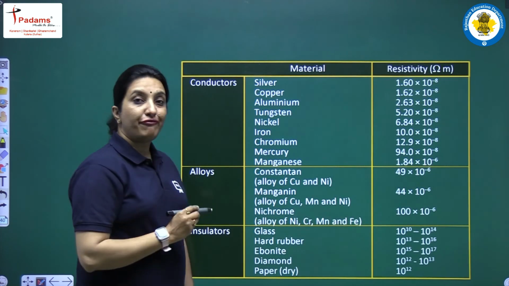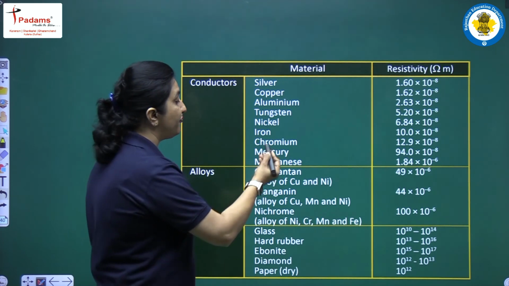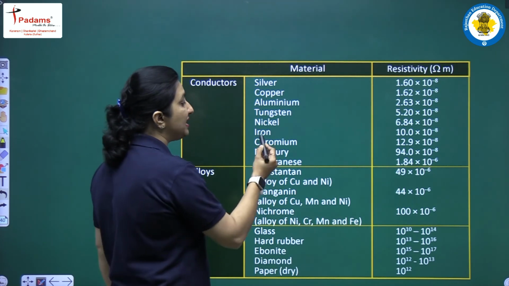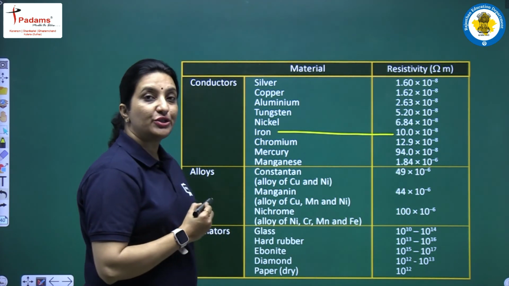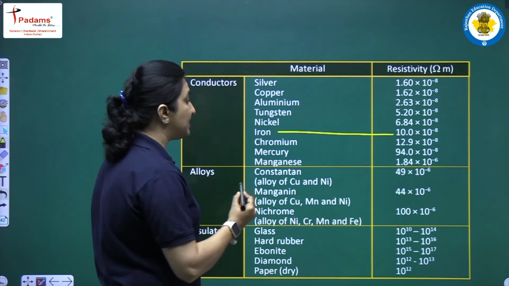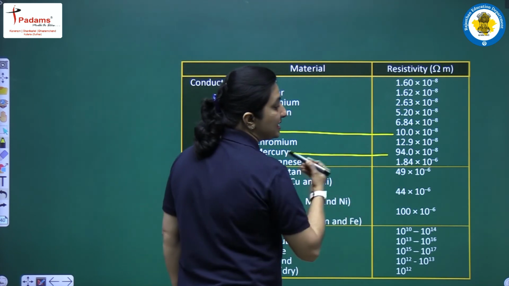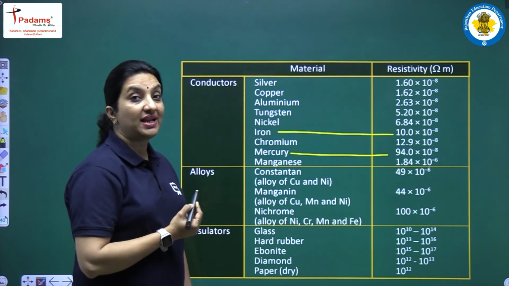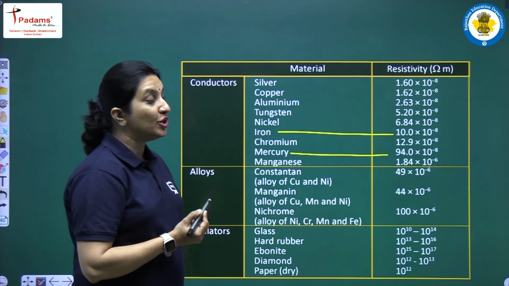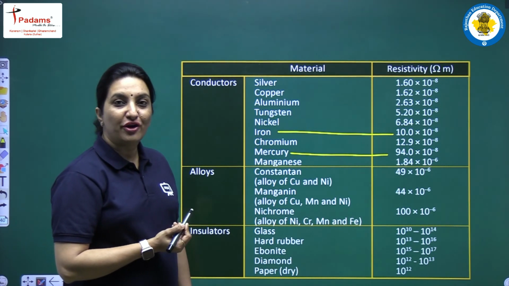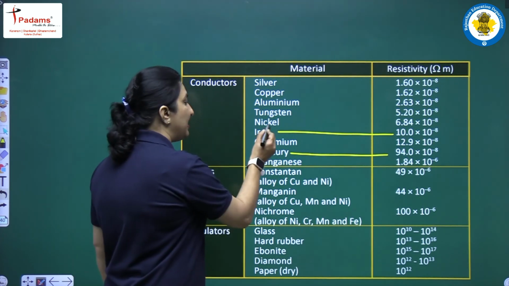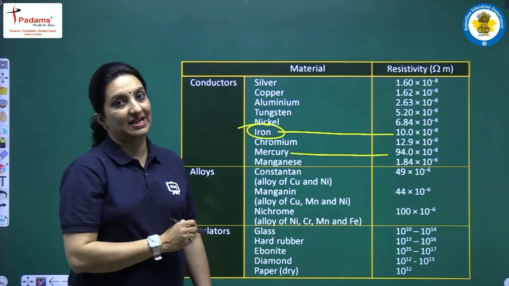So students, if we compare the values of resistivity for iron and mercury, then what we see is that the value of resistivity for iron is 10 into 10 to the power minus 8 ohm meters, and for mercury it is 94 into 10 to the power minus 8 ohm meters. So which has the lower value? Obviously iron has the lower value of resistivity. So iron is a better conductor.